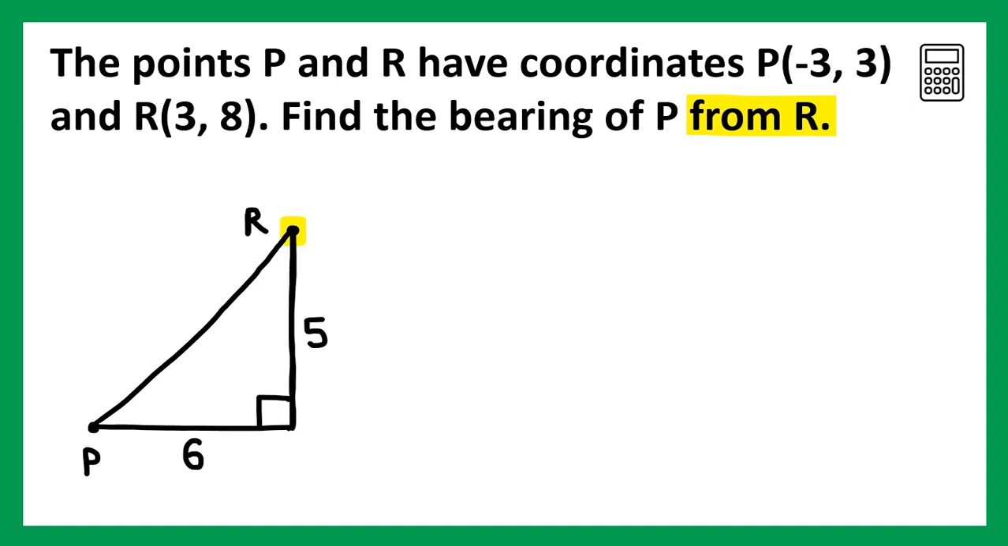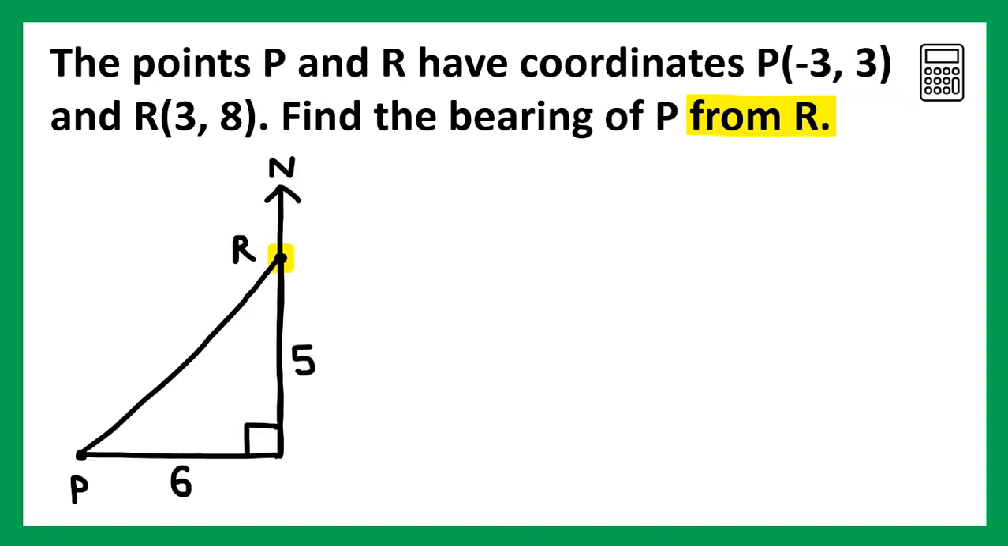Bearings require you to measure from north, so extend a line with an arrow and label this as N for north. Next, a bearing requires you to measure the angle going clockwise from the northern direction, and you continue until you reach the direction that you're heading towards. And since we're going towards P from R, we'll need to find this angle highlighted green. We know that this angle highlighted going from north to south will be 180 degrees, representing a half turn. So we can use the right angle triangle formed to help us find this angle highlighted blue so that we can add it on to the 180 degrees.